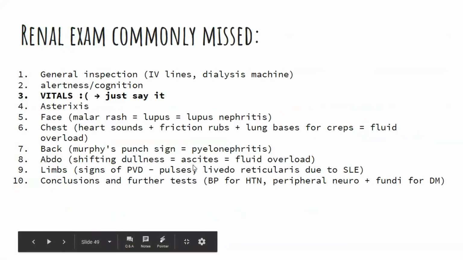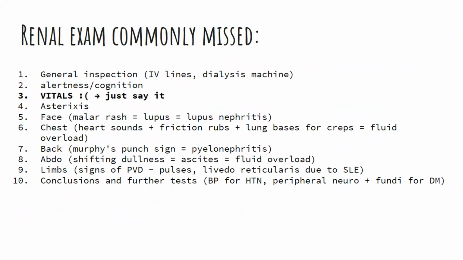And now we'll just go through some things that are commonly missed in the renal exam. They're things that you really don't want to miss because they're easy marks. Never forget the general inspection, and never forget what you're looking for in someone with kidney disease. Comment on the fact that you can't see IV lines hooked up to them, or you can't see a dialysis machine. You're never going to see it in an OSCE, but it's what they want to hear.